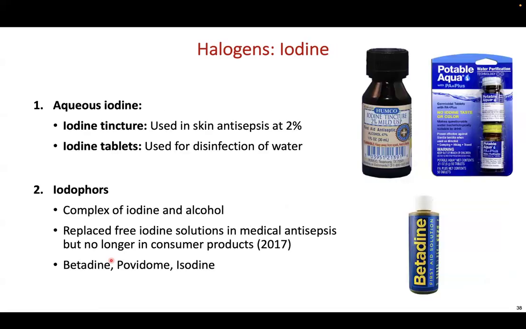The second group that we talk about is iodine, and we have two subtypes. We have aqueous iodine and then iodophors. Under aqueous iodine, we have iodine tincture and iodine tablets. Iodine tincture is used on skin for antisepsis at around 2%, and the tablets are used for disinfection of water. Iodophors are basically a complex of iodine and alcohol, and they replaced free iodine solutions in medical antisepsis, but no longer in consumer products as of 2017. Examples include betadine, povidone, and isodine.